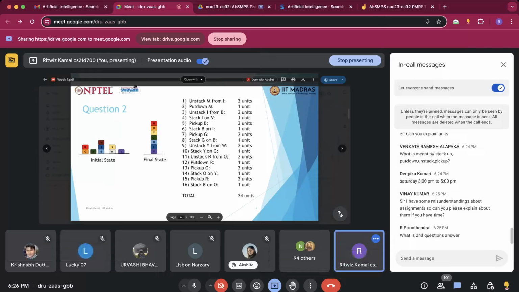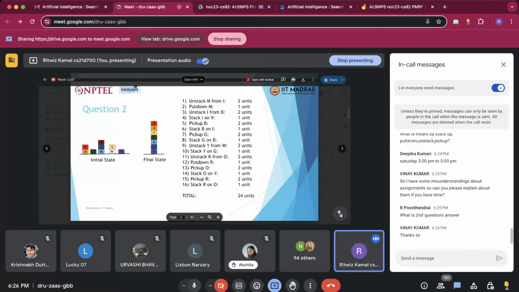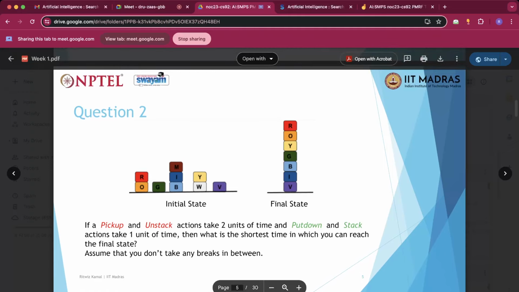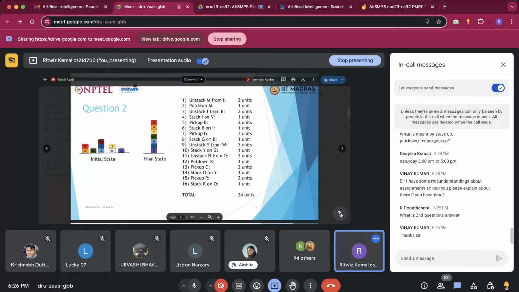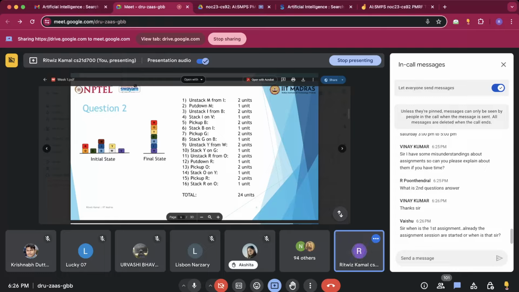All right then. Any doubts in this question 2? So this is the second question's answer. This is in response to a question that was raised in the chat box. The question asked: what is the shortest time in which you can reach the final state? And we saw that that will be 24 units. All right then, I hope this question is clear. If not, let me know. We can come back to it again.